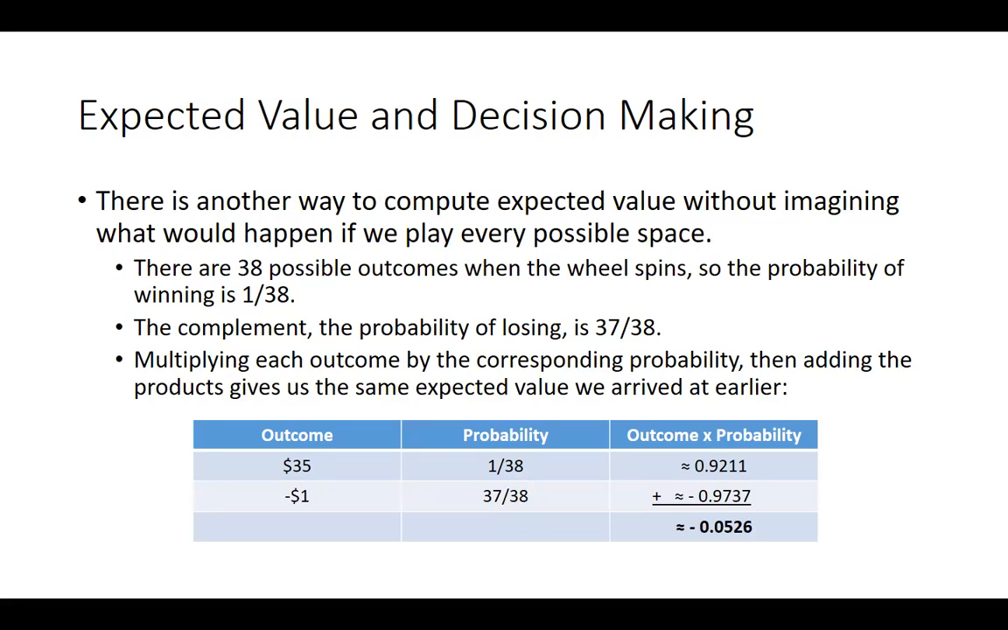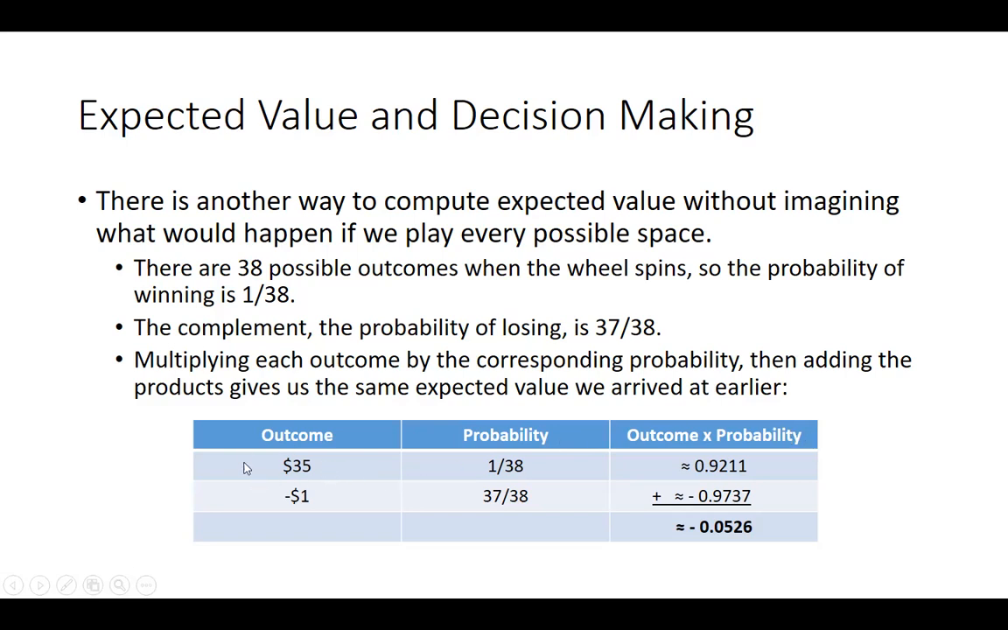There's another way to compute expected value without imagining what would happen if we play every possible space. There are 38 possible outcomes when the wheel spins, so the probability of winning is 1 in 38. The complement, the probability of losing, is 37 out of 38. Multiplying each outcome by the corresponding probability, then adding the products, gives us the same expected value we arrived at earlier. So we make this table: outcome, probability, and then a column for outcome times probability.